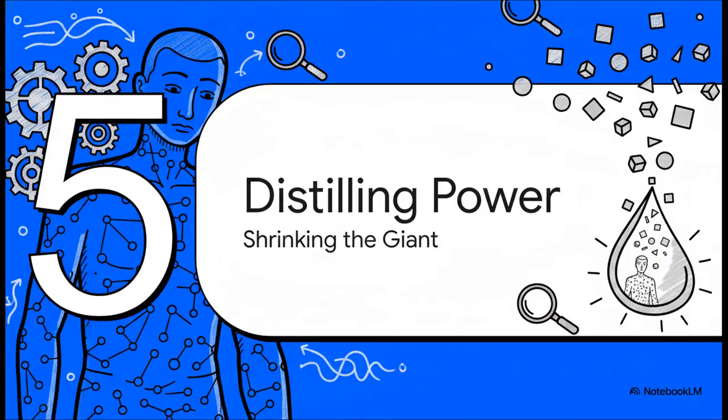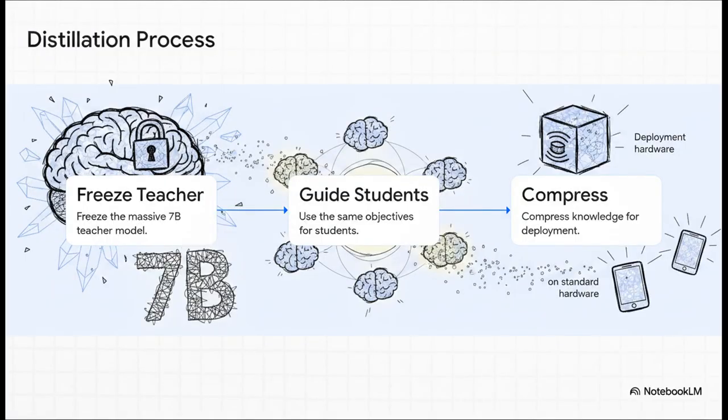Of course, running a 7 billion parameter model isn't exactly practical for everyone. That leads us to Section 5, distillation, shrinking the giant. To make all this power actually accessible, the team uses a distillation pipeline. First, they freeze the massive 7B model so it acts as a very smart teacher. Then, they use the exact same training objectives to guide a family of much smaller student models.